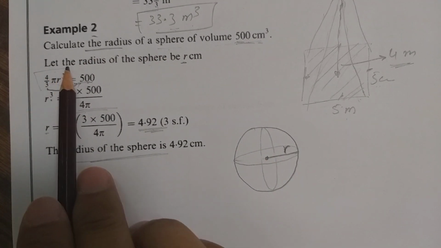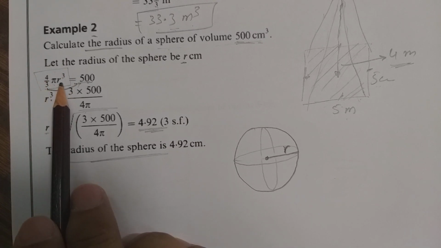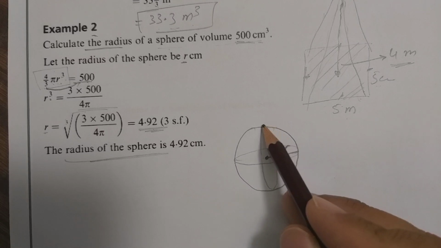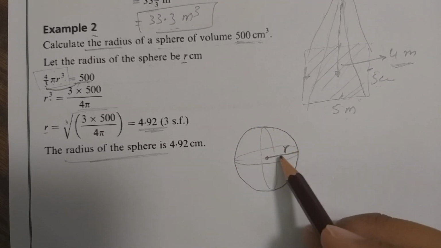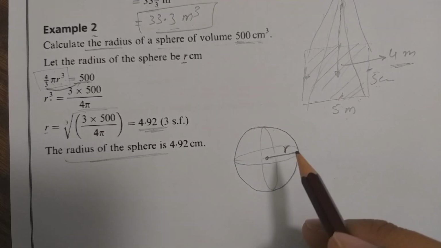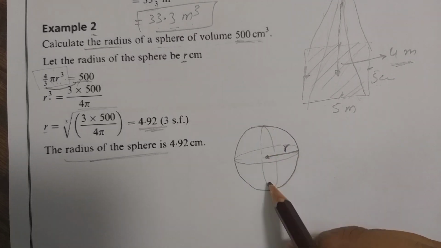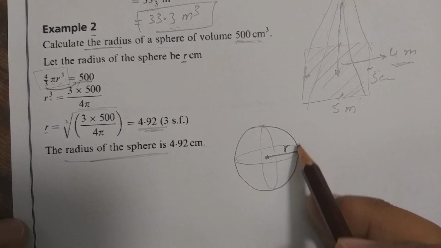So we know the formula for the volume of the sphere is 4/3 of pi r cubed equals the volume, and the volume given here is 500. So let's suppose this is the sphere, which looks like a ball. From the center to the circle is called the radius. Wherever you move, it is the radius of the sphere.